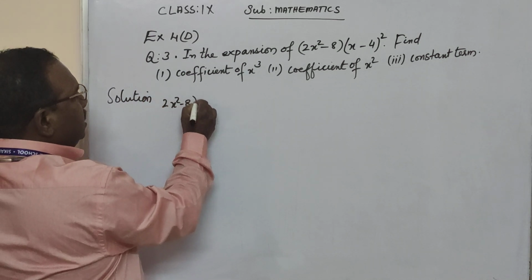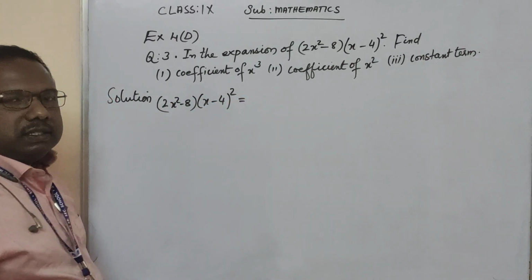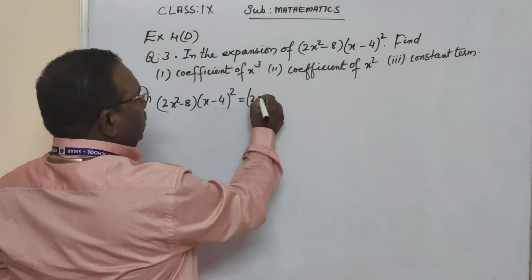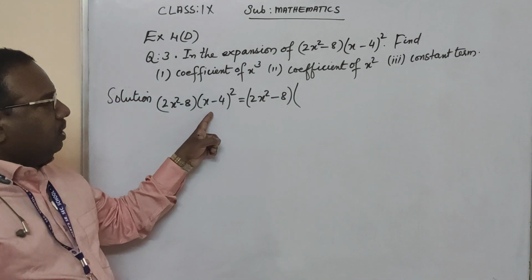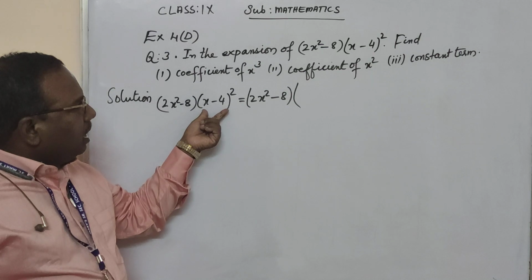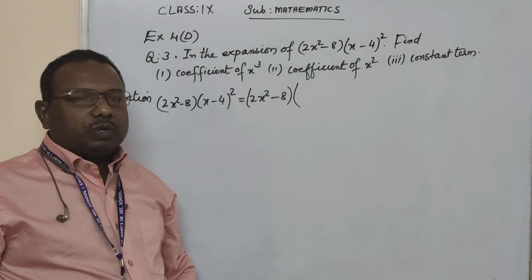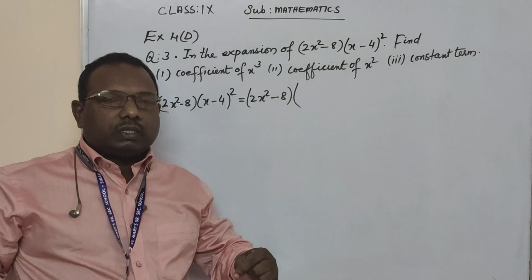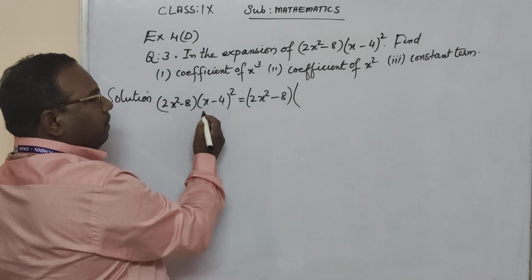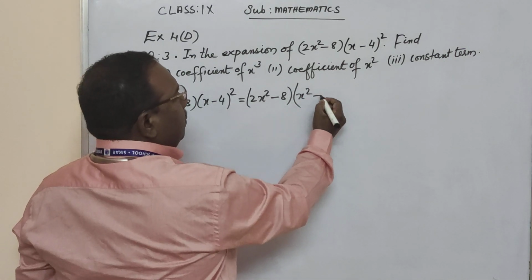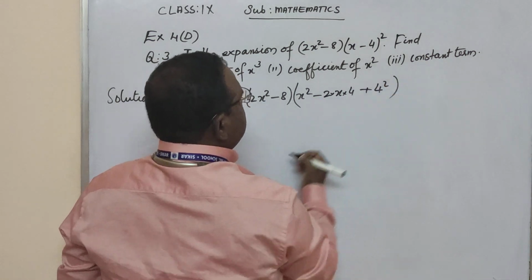(2x² − 8)(x − 4)² is equal to... Let us expand this first of all. Here using the (a − b)² identity, let's expand this part. You know what (a − b)² is? (a − b)² is equal to a² − 2ab + b². So using that identity, let us expand this. So we get x² − 2 into x into 4 plus 4².